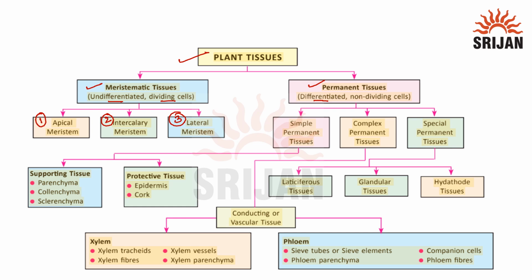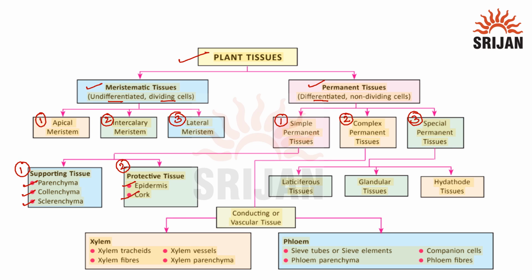The permanent tissue is also divided into three types. The first is simple permanent, the second is complex permanent, and the third is special permanent tissue. Again, simple permanent tissue, which is made up of the same type of cell, is divided into two parts based on its function. The first is supporting and the second is protective in nature. When we talk about the supporting tissue, we have parenchyma, collenchyma and sclerenchyma. When we talk about the protective tissue, we have epidermis and cork.